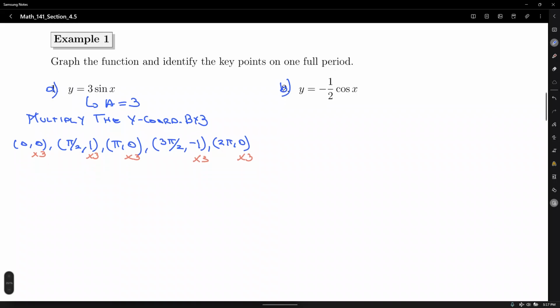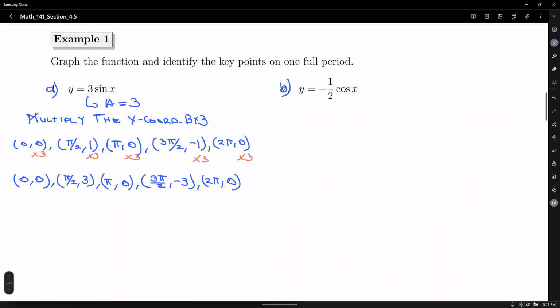This whole new set of points where the x coordinates remain the same, 0. 0 times 3 for the y coordinate, it's still 0. Pi over 2, which remains the same, comma 1 times 3, which results in a 3. Pi, which remains the same, comma 0 times 3, which is still 0. 3 pi over 2, comma negative 1 times 3, which is negative 3. Okay, and lastly 2 pi, comma 0 times 3, which is still 0.